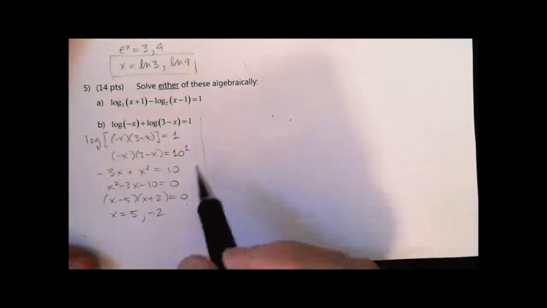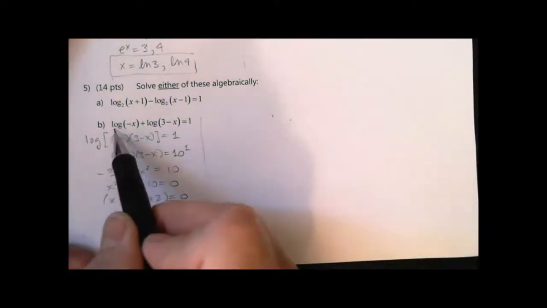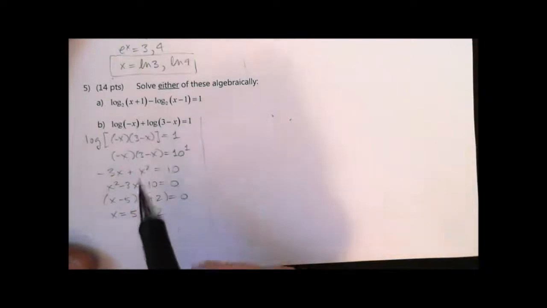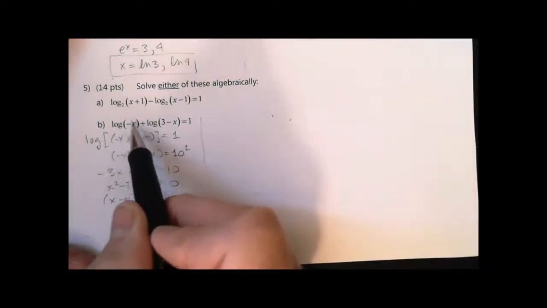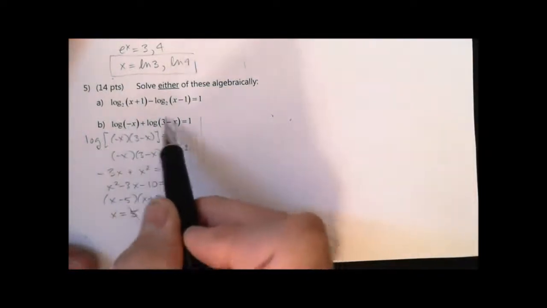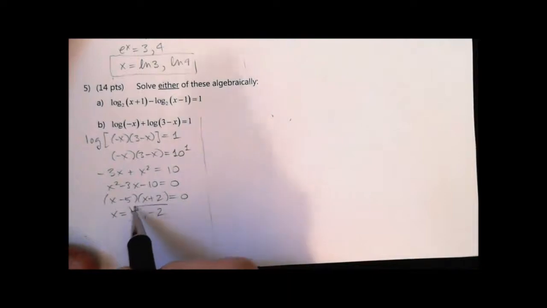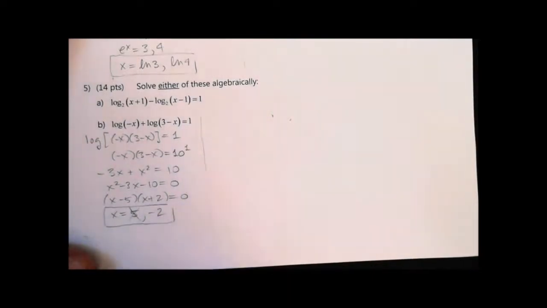And then we need to check. When x is 5, I've got the log of negative 5 up here, and the log of a negative is undefined, or at least not real. Whereas if x is negative 2, then that number's fine. That's the log of 2, and that's the log of 5. So our only solution is x equals negative 2.